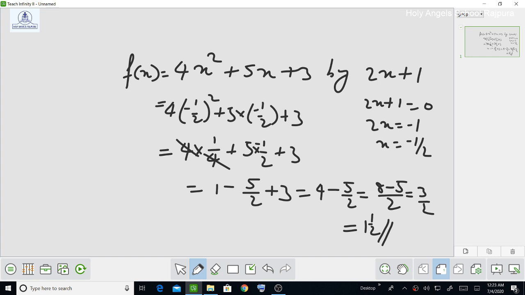Look at the polynomial 4x square plus 5x plus 3 divided by 2x plus 1. What do we do first?